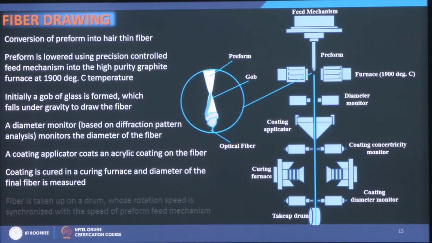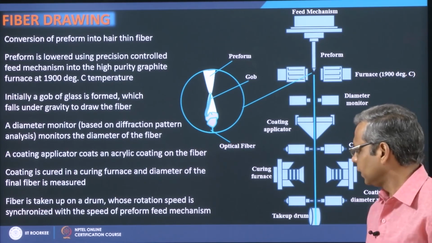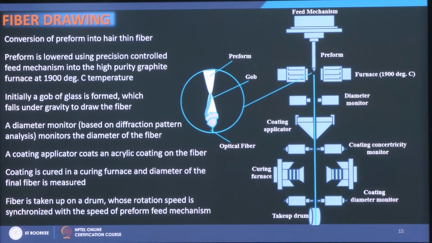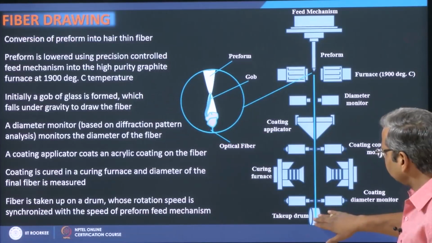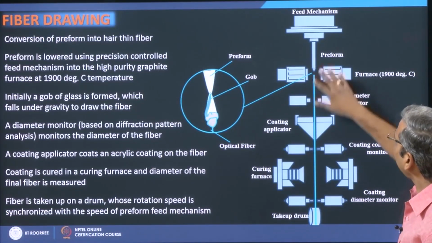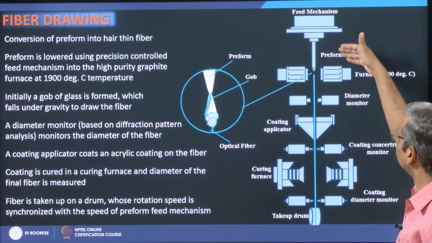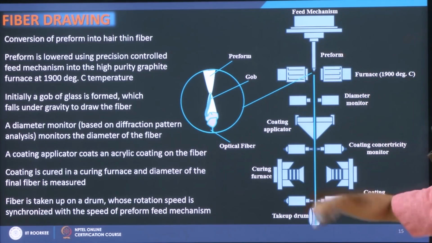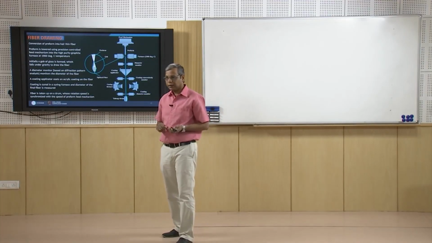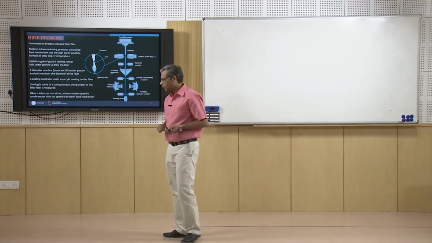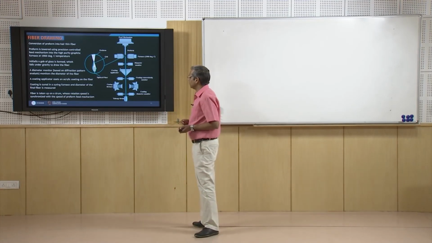So, a coherent bundle can be used to transmit images and its applications are in endoscopy or to make a fiber scope. And a typical fiber scope can have 1000 fibers packed together to form a 1 millimeter diameter bundle, and its resolution can be something like 70 micrometer.